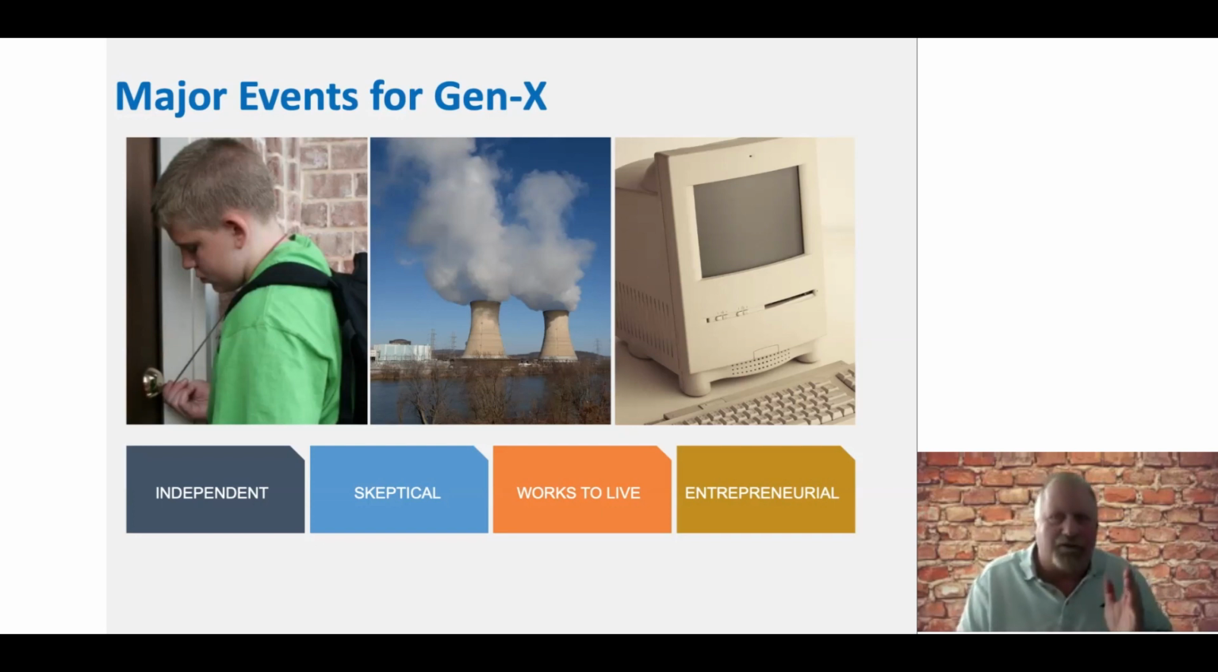They had what we call the Three Mile Island accident, a big nuclear accident. They had nuclear power during that time and nuclear weapons and things like that that shaped their thought about energy and about the safety of governmental practices. They also were the first ones to experience what we call the microcomputer. So they were the first ones to actually start using computers.